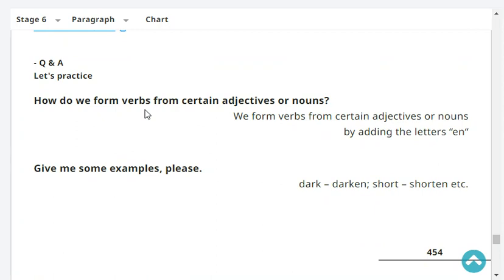How do we form verbs from certain adjectives or nouns? We form verbs from certain adjectives or nouns by adding the letters en. Right? Give me some examples, please. Dark, darken, short, shorten, etc.